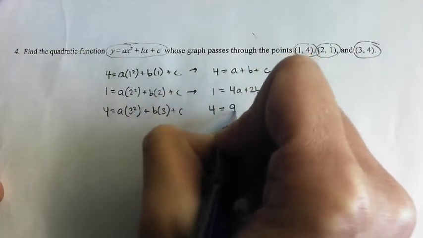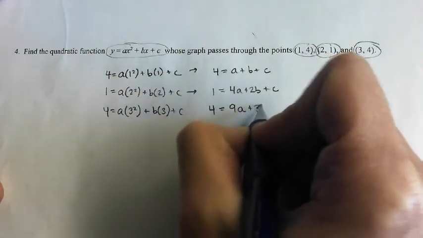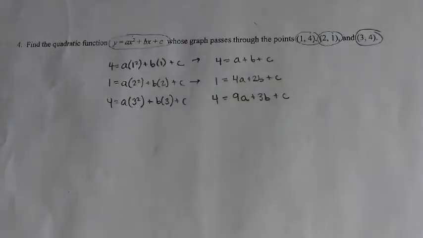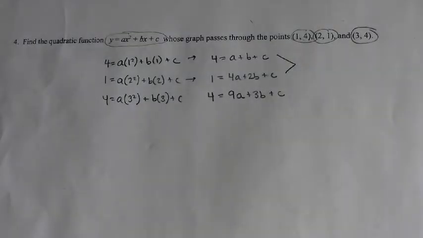Cleans up to 4 equals 9a plus 3b plus c. And then you just solve the system. So one of those variables, they're all already the same. C. So I don't need any multipliers. And actually, C will always be the same, right? Because the x and the y coordinate don't affect your C.